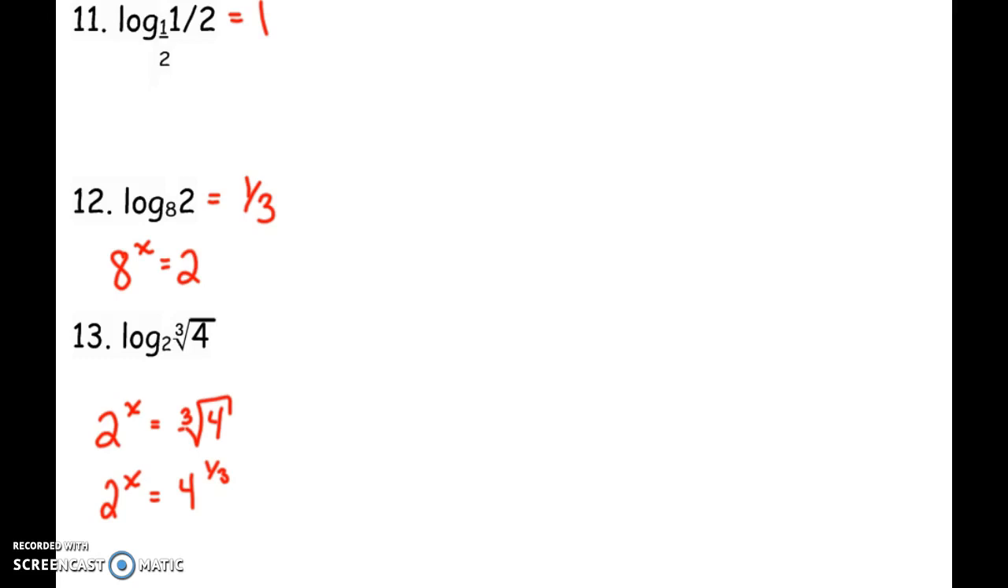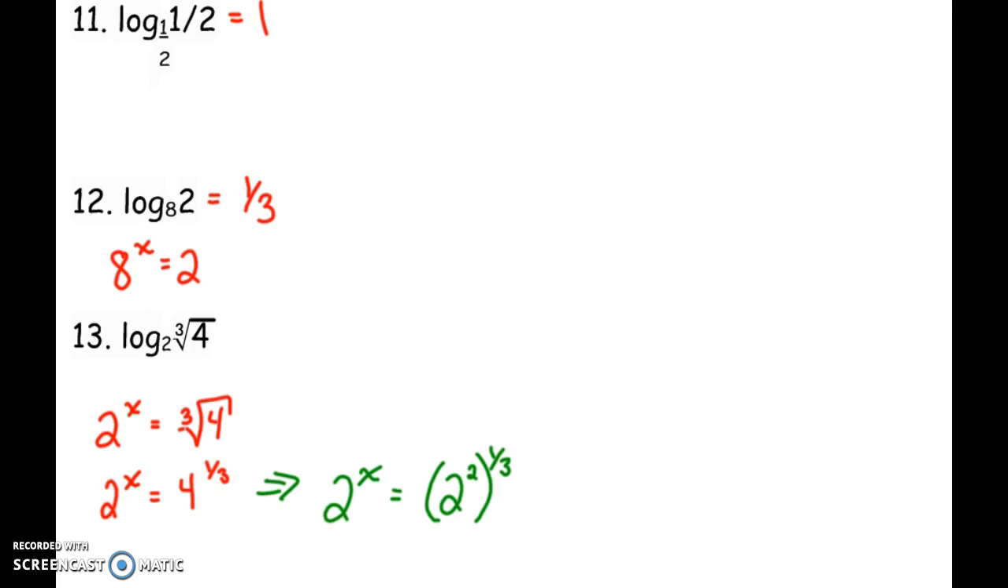But my bases aren't the same. I have base 2 on one side, base 4 on the other side. Is there a relationship between 2 and 4? Yeah. 2 squared is 4. So how about we write 4 as 2 squared? We're going to rewrite the base 4 as 2 squared.